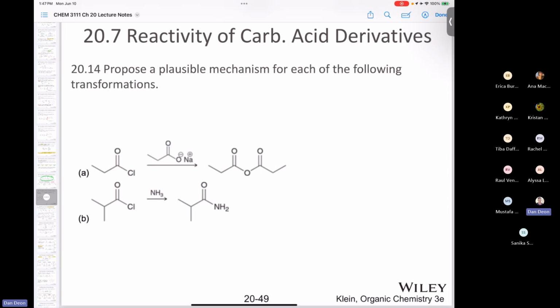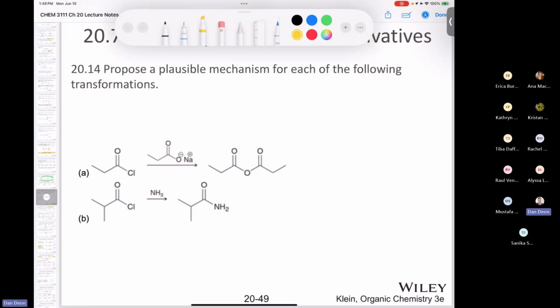So the first one is the reaction between an acid chloride and a carboxylate ion. We have our carboxylate ion, which is a good nucleophile, and our acid chloride, which is a good electrophile. So let's start with our nucleophilic attack, and I'm not going to redraw anything here. I'll use the negative charge, and I'll do my nucleophilic attack like this.